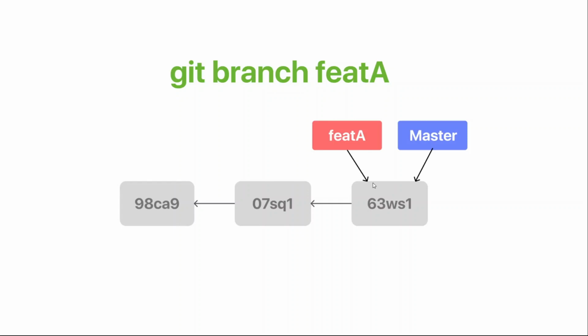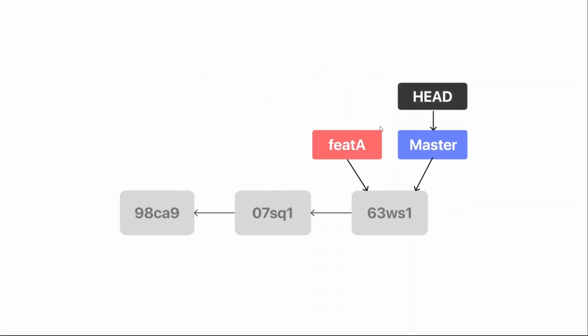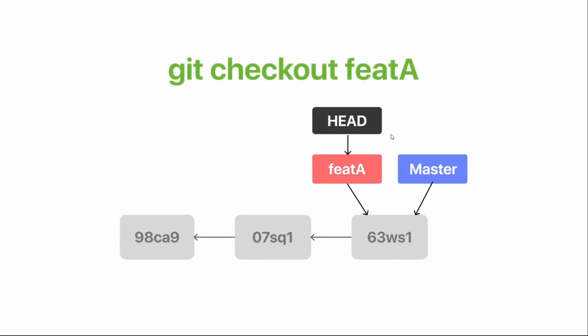Let's assume we create a branch called feature A. Now the way Git knows which branch you are currently on is through a special pointer called head. For now, this head pointer points to the master branch. The git branch command that we use to create a branch only creates the branch. To switch to that branch, you'll need to use the checkout command. When you do that, the head pointer points to the new branch. Now whatever changes and commits that you'll make will be privy to this branch. The master branch has no clue of what's happening.